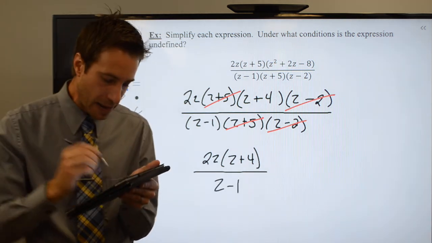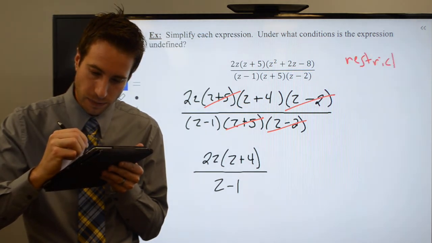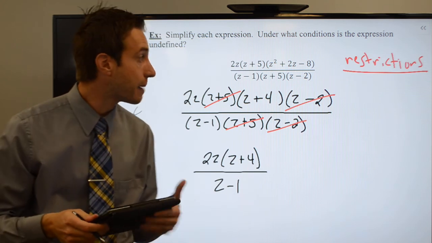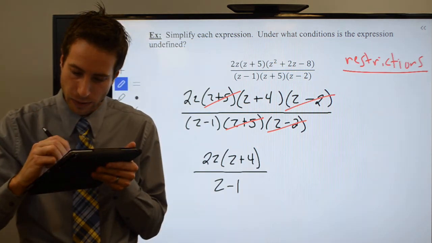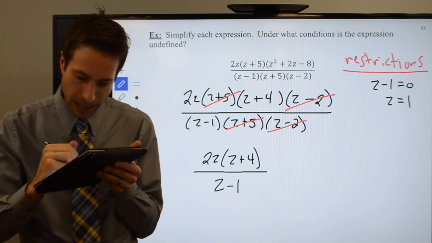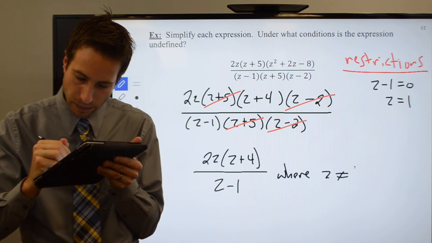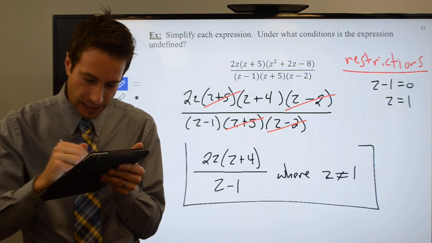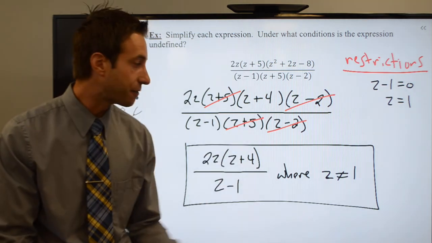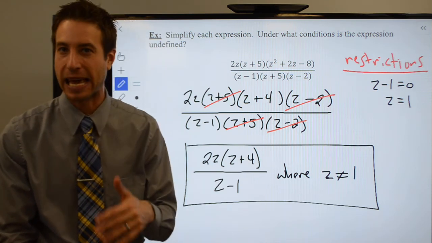But now I need to find my restrictions. I find my restrictions by setting z minus 1, my denominator, equal to 0. This one's easy. Z cannot be a positive 1. And I have my simplified form, there's nothing else that I can factor, and I've told you the restriction on the domain value. You can pick any value of z that you want, just can't pick a positive 1.